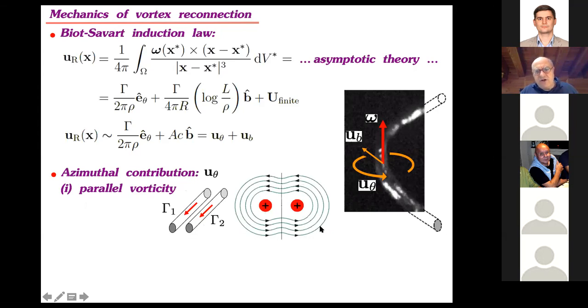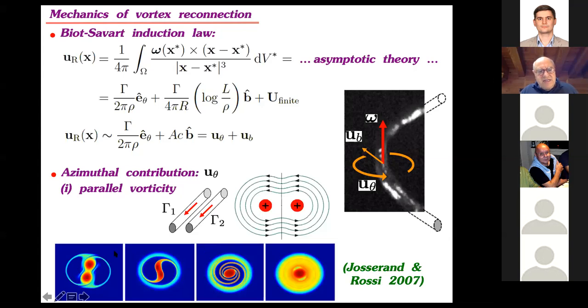So the flow goes around both these cores, independently from the relative strength. Evidently, if one of the strengths is much greater than the other, it is going to drag along the smaller core, or the less intense core.